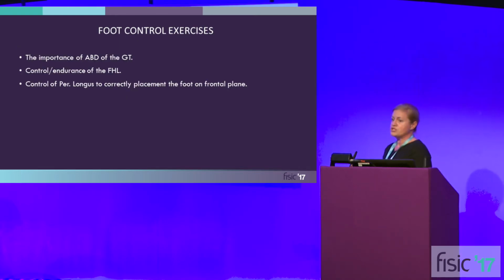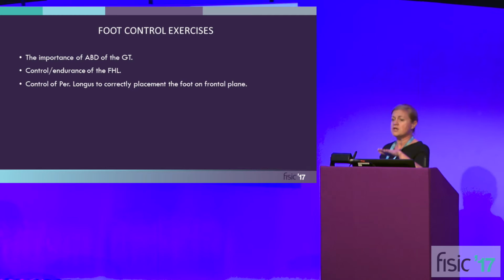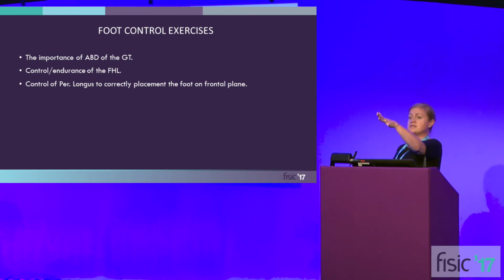It's very important to teach the patients how to control the abductors of the great toe so that their great toe stays in a linear plane. Also to increase the control within their flexor hallucis longus and the peroneus longus, so that when they go to plant their foot on the ground, their foot doesn't end up with the fifth metatarsal being the first point of contact.